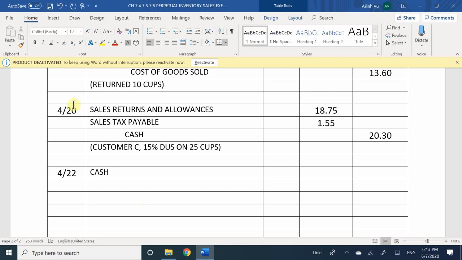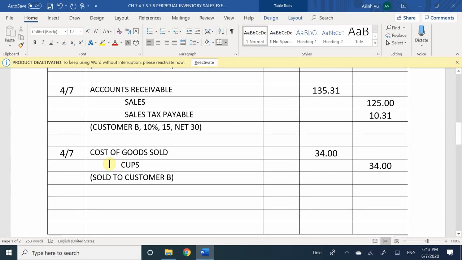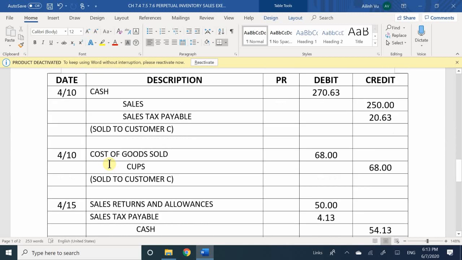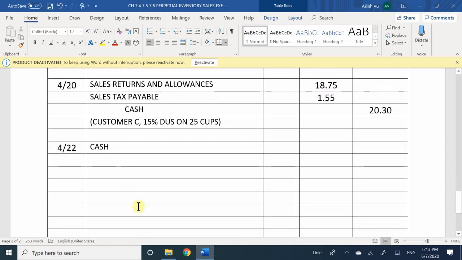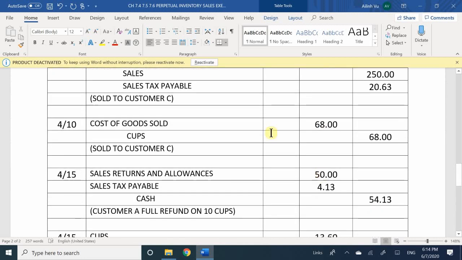Okay, and because he was able to give us a 10% discount, we need to recognize our sales discount. Yes, sales discount. Okay, and then lastly, his accounts receivable.